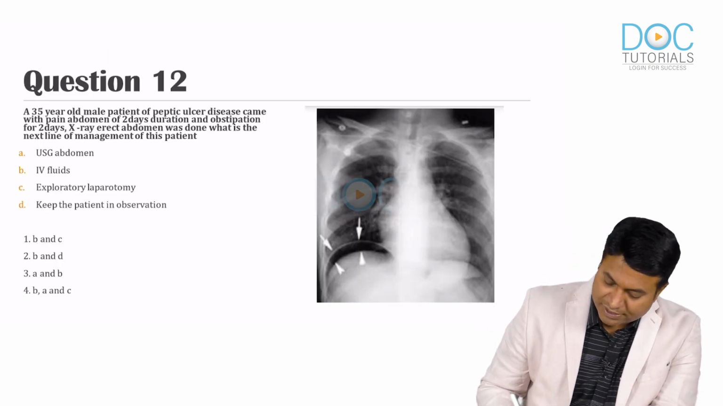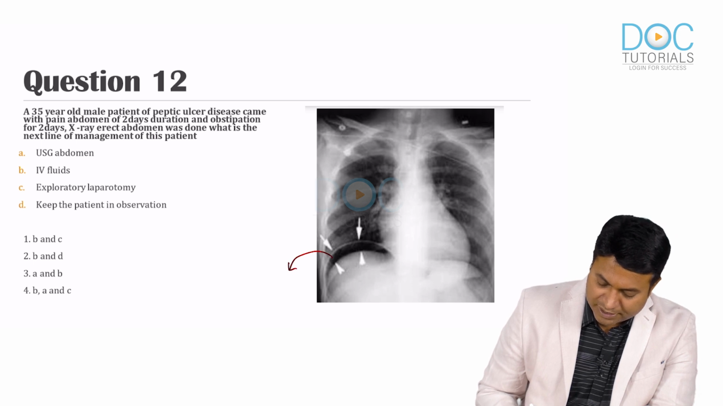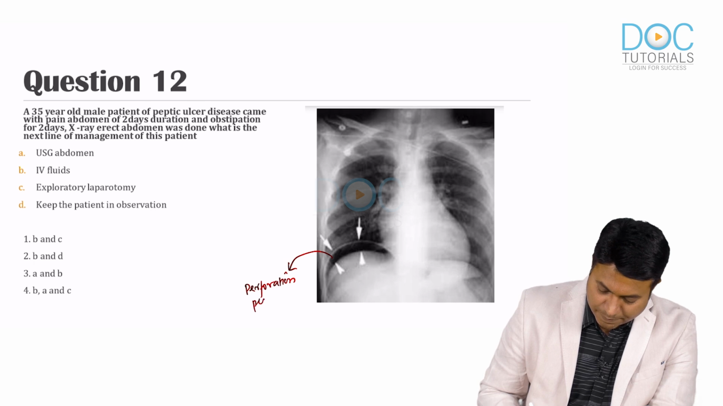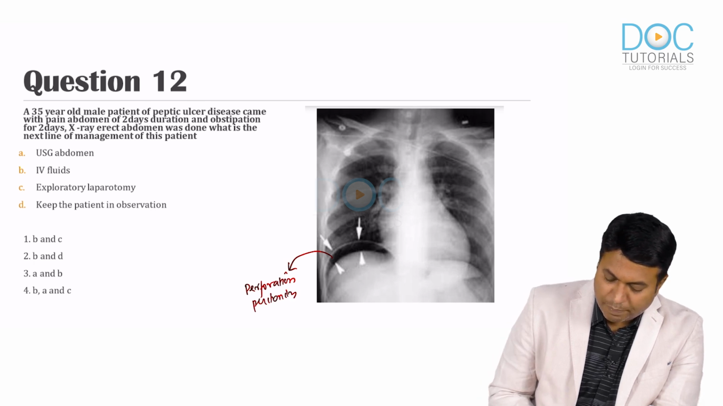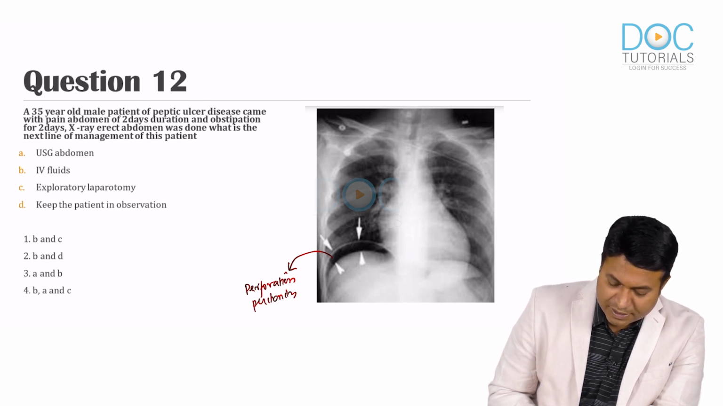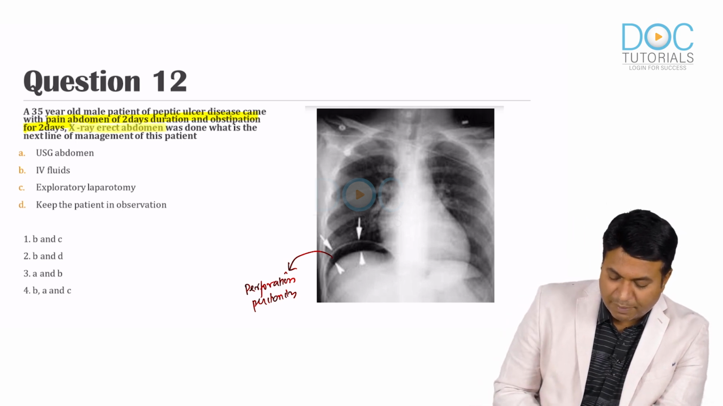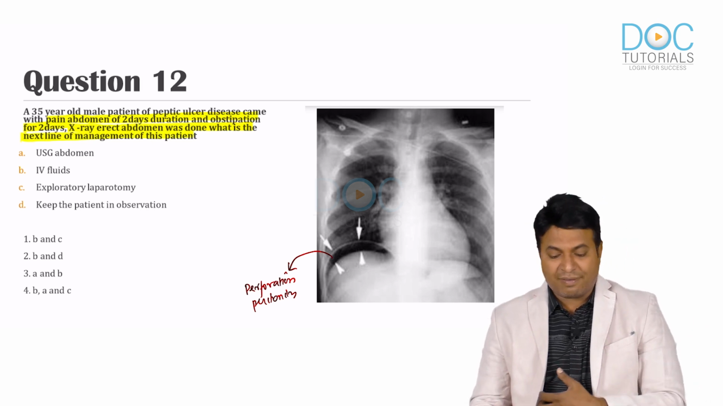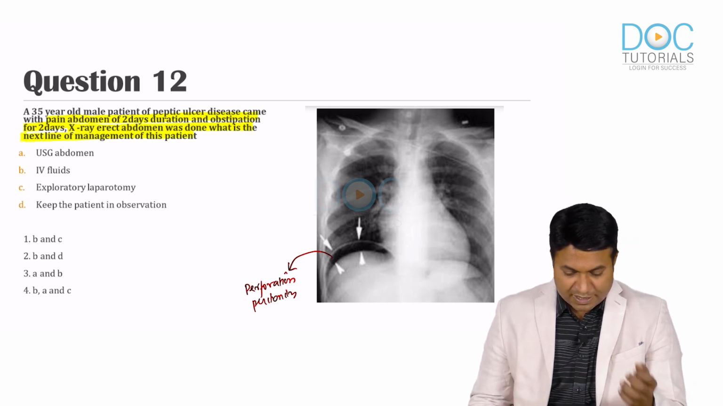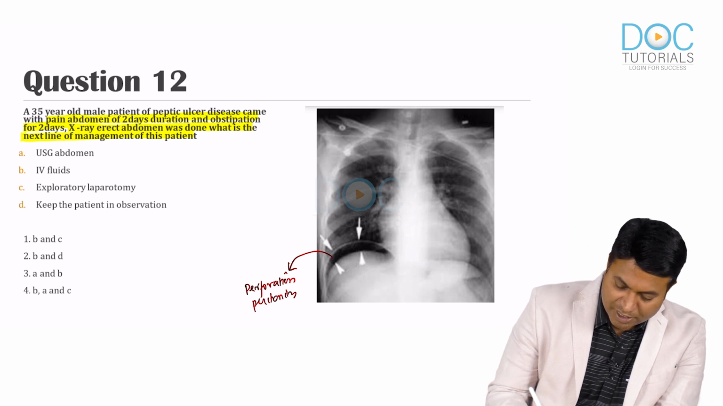From the X-ray itself you can see there is air under the diaphragm. So it is a perforation. It is a case of perforation peritonitis. A 35-year-old male with peptic ulcer disease came with pain abdomen for 2 days and obstipation for 2 days. X-ray erect abdomen was done. What is the next line of management in this patient?